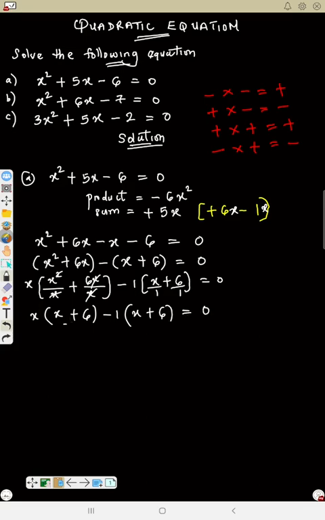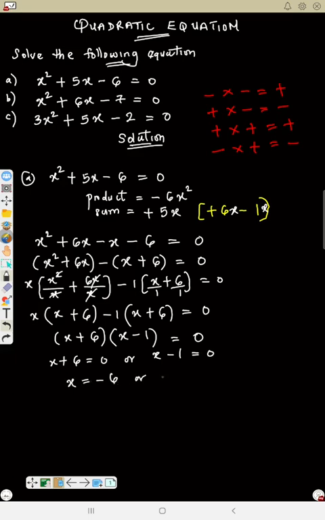Now what do you notice? You can see that x plus 6 is common as usual. So take one out of the two, x plus 6. The outside one is x minus 1, equals 0. For this to be equal to 0, either x plus 6 should be equal to 0, or x minus 1 should be equal to 0. So we can say x is equal to minus 6 or x is equal to 1, and that is the answer.